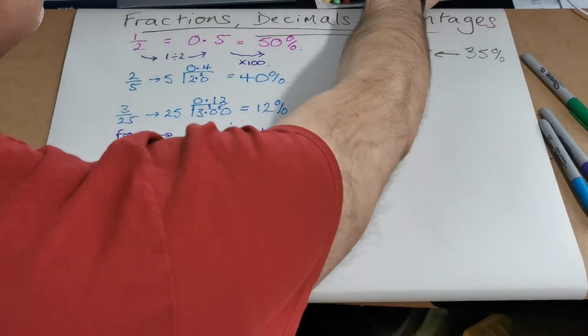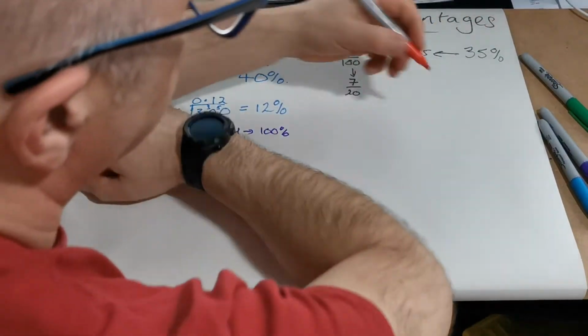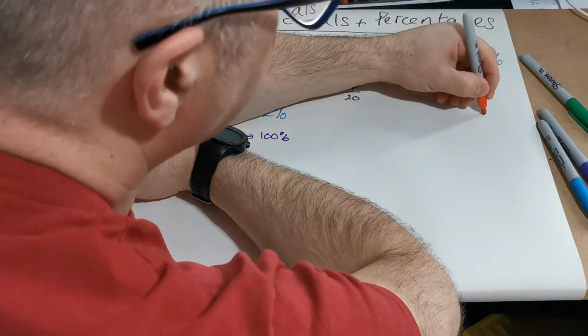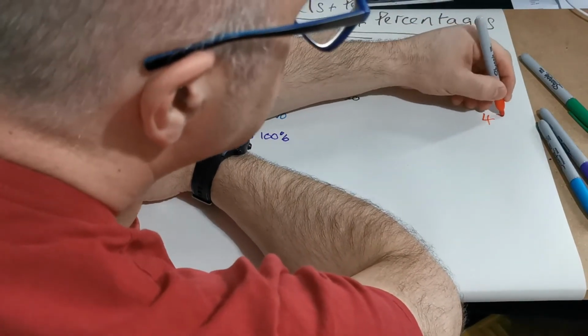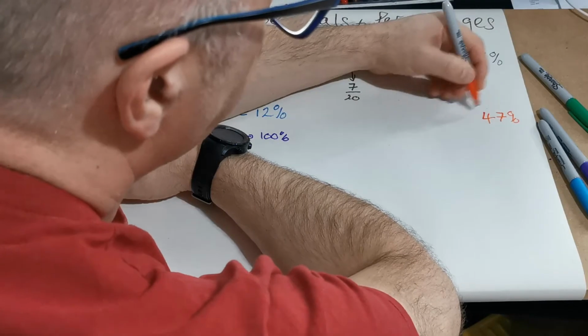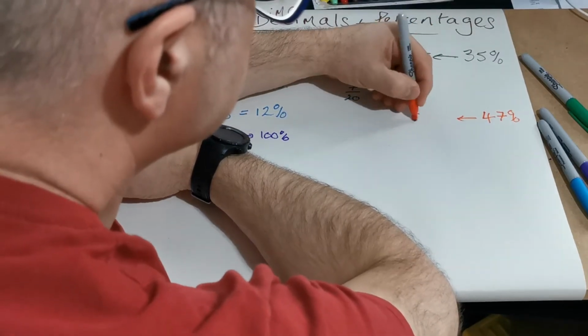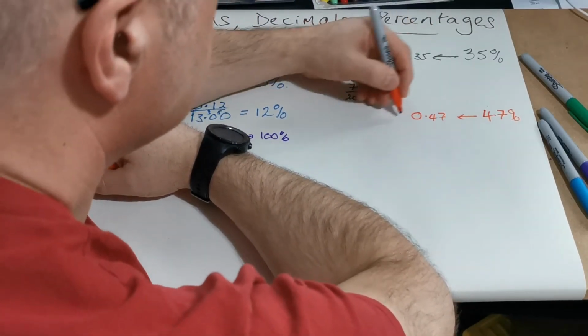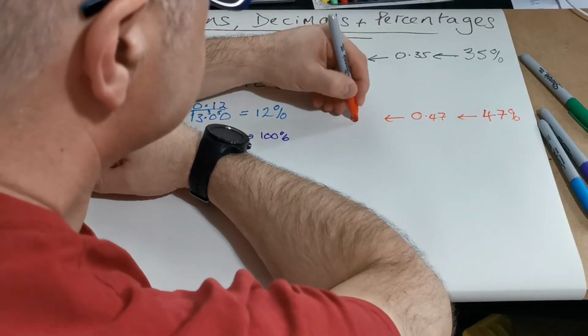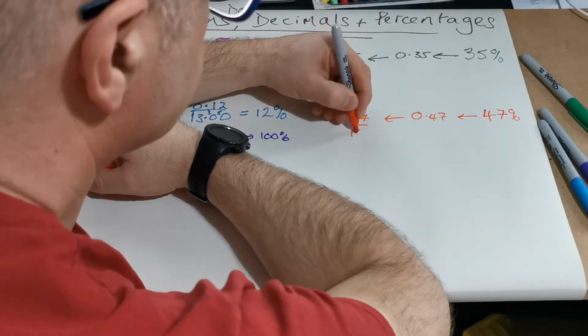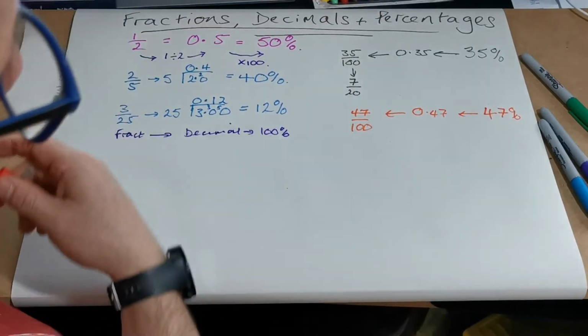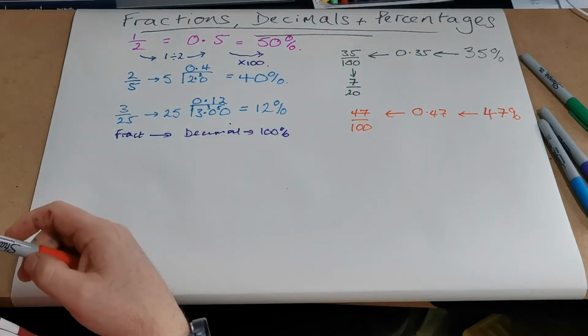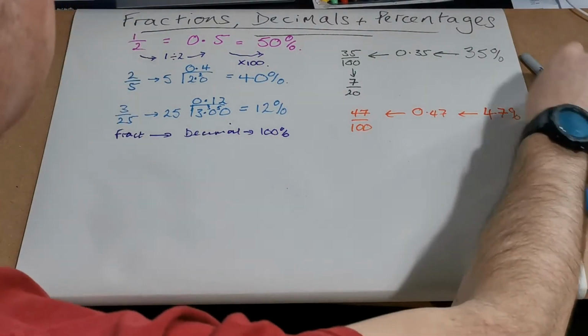Let's think of one that's not so easy. So say we said 47%. Divide by 100 is 0.47. As a fraction, 47/100. Can't be cancelled down, 47's prime. I know you knew that.